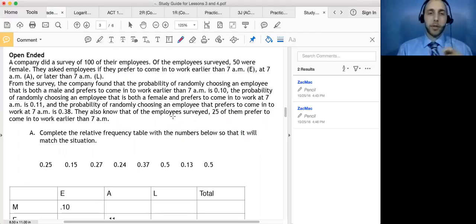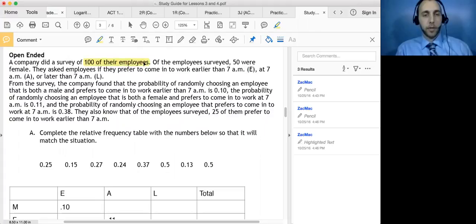Let's read this and make sure we highlight. It's always a best practice to highlight the important information here. A company did a survey of 100 of their employees. Get that total number, it's important.